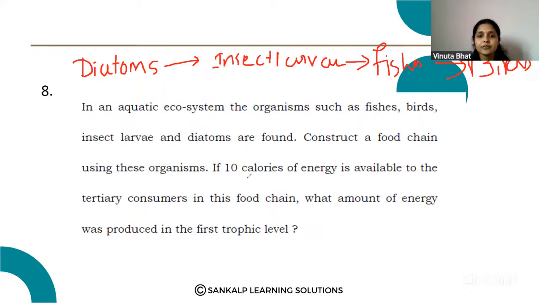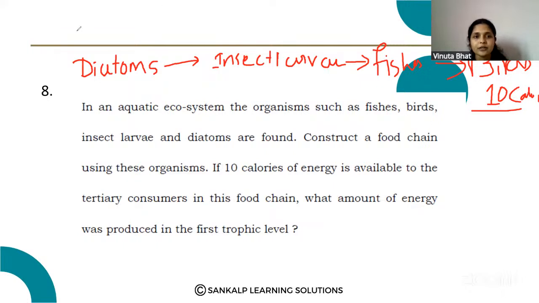And 10 calories of energy is available to the tertiary consumers. Here insect larvae are the primary consumers, fishes are the secondary consumers, and birds are the tertiary consumers, right? So the tertiary consumers get the 10 calories of energy. So what is the amount of energy produced in the first trophic level?